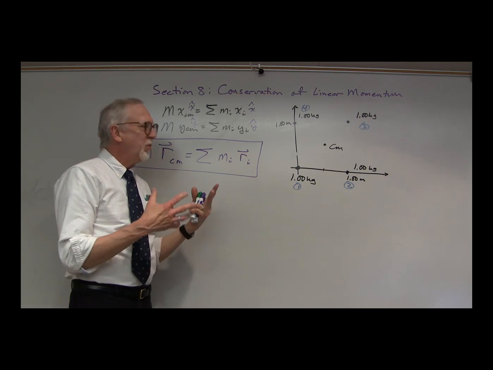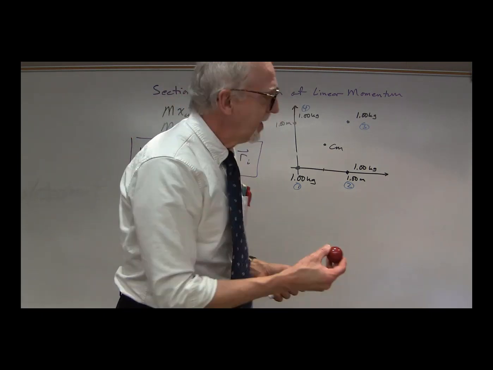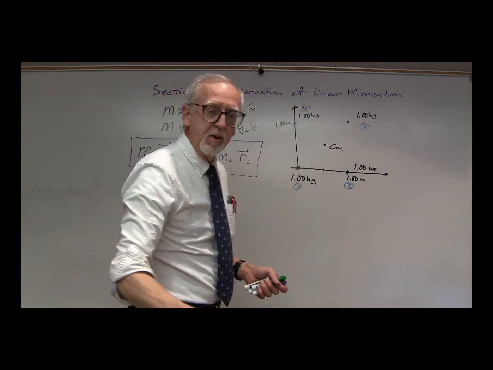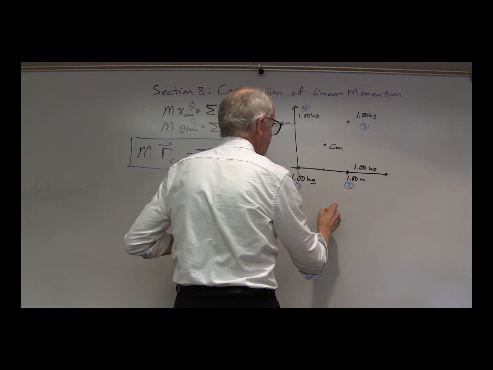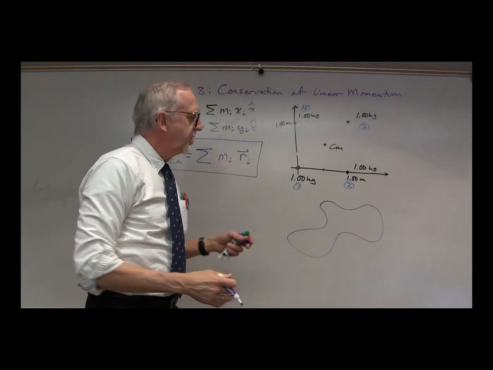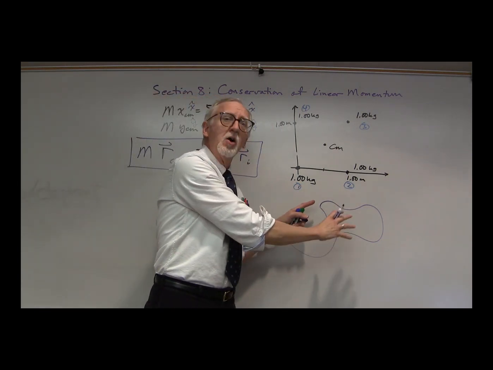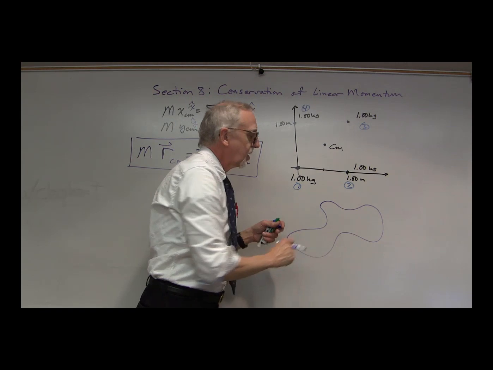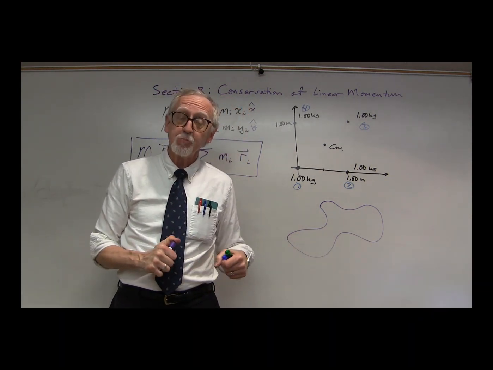Okay. What if we have something that's more complicated, not just a point mass like a little ball or something like that? What if we have a more extended object, something of some random shape? How can we use this idea to define a center of mass for some extended object? Well, it's actually a pretty straightforward extension.